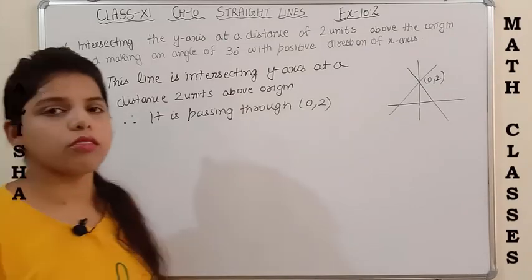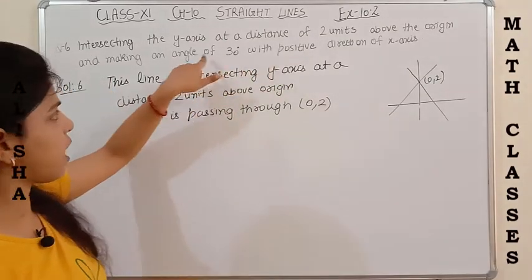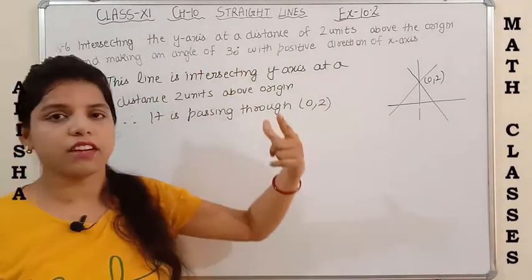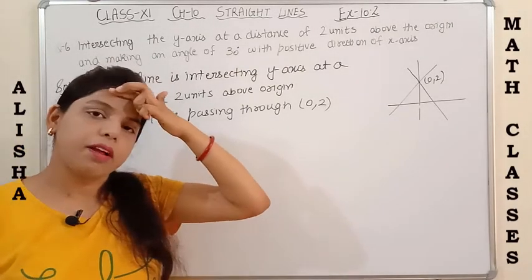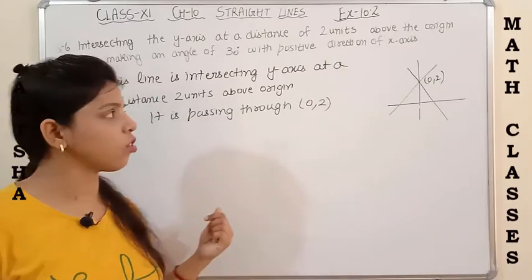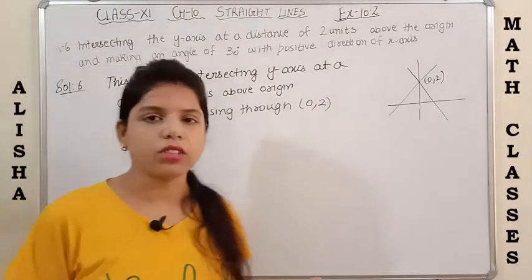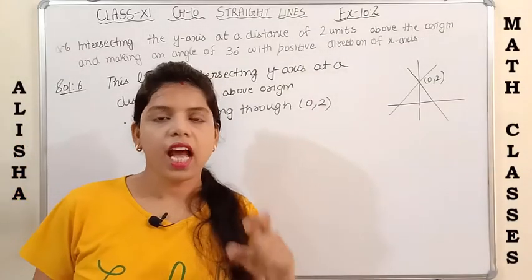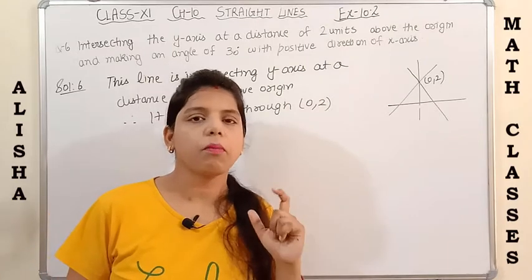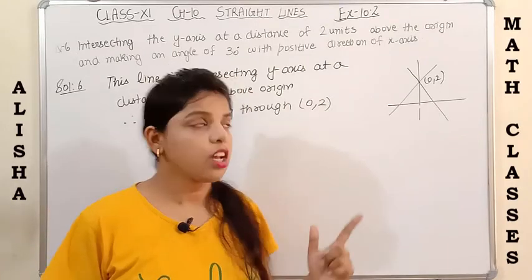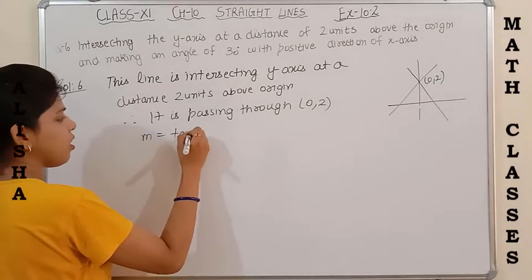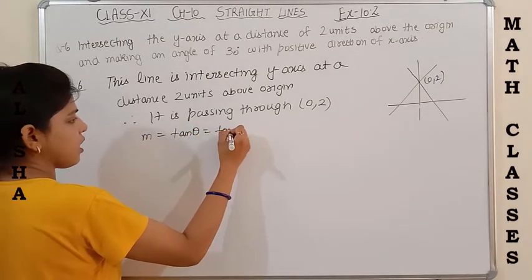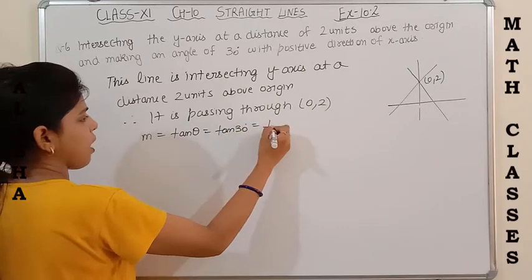For the slope, it is given that this line is making an angle of 30 degrees with the positive direction of the x-axis. So that's very simple. The formula we have applied in the previous question also, that is m is equal to tan theta, because theta is the angle which the line is making with the positive direction of the x-axis. So here theta is 30 degrees. Just apply m is equal to tan theta, that is tan 30 degrees. So the slope is 1/√3.